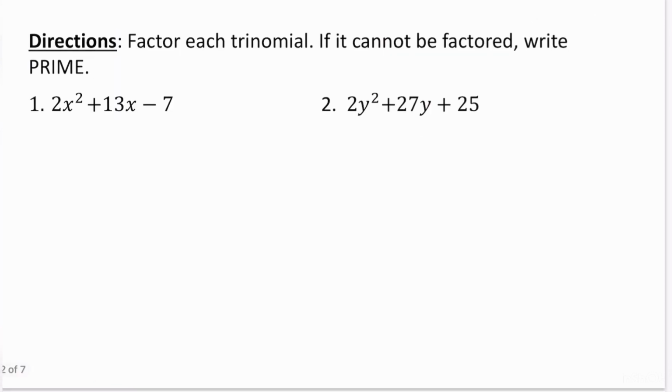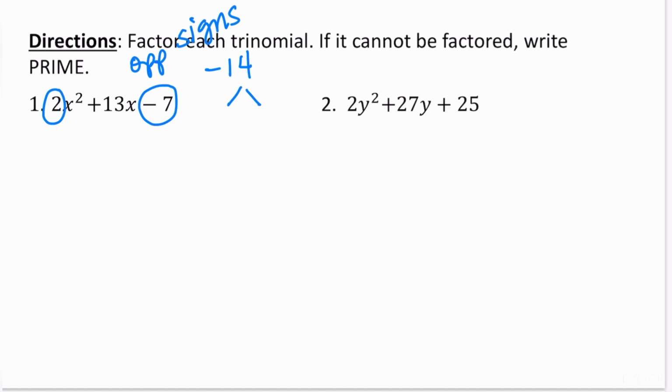Let's try some more problems. Directions: Factor each trinomial. If it cannot be factored, write prime. So starting with number 1, again, really quickly scan the problem for a GCF. They're not all divisible by the same number. They all don't have the same variable in common. So what I'm going to do is go ahead and start by multiplying the 2 times negative 7. This multiplies to give me negative 14. The fact that that multiplied to give me a negative 14 tells me that I'm going to have opposite signs. So what multiplies to give me negative 14 that's going to add to give me positive 13?